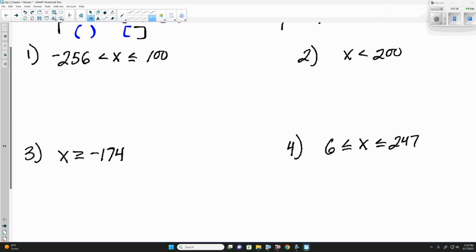So for number 1, we have 2 numbers, 2 endpoints. So that means it's going to be going from negative 256 to 100. Now, because the 100 has the less than or equal to, it will be a bracket. Because the other one doesn't have the equal to, it will be a parenthesis.